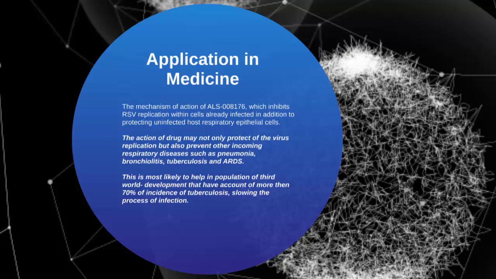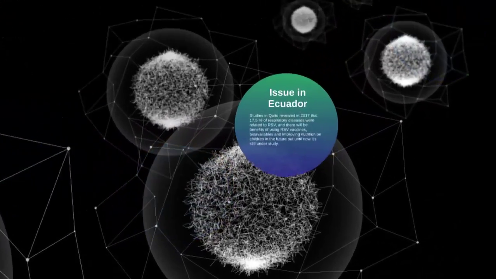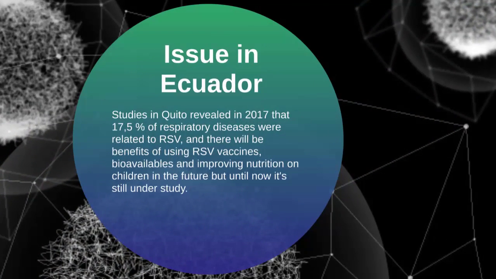This is most likely to help in a population of third world development that has more than 70% incidence of tuberculosis, slowing the process of infection. The issue in Ecuador is revealed in some studies: studies in Quito revealed in 2017 that 78.5% of respiratory disease was related to RSV, and there will be benefits of using RSV vaccines, bioavailables, and improving nutrition in children in the future, but until now it's still under study.